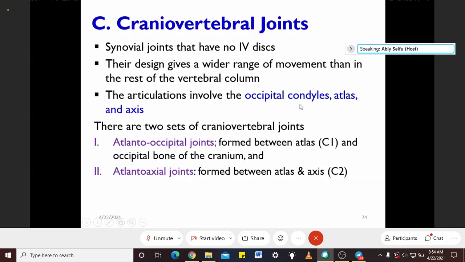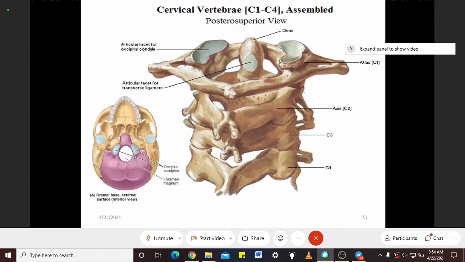This joint is also divided into two types: the atlanto-occipital joint, the joint between C1 and the occipital bone, whereas the atlanto-axial joint is formed between the two vertebrae, C1 and C2. Look at this one. This is C1, which is a ring-like bone. There is no body; rather there is a lateral mass at the points of articulation of the two arches. This one is the posterior arch, and this one is the anterior arch, and this is the odontoid process of C2. The odontoid process of C2.